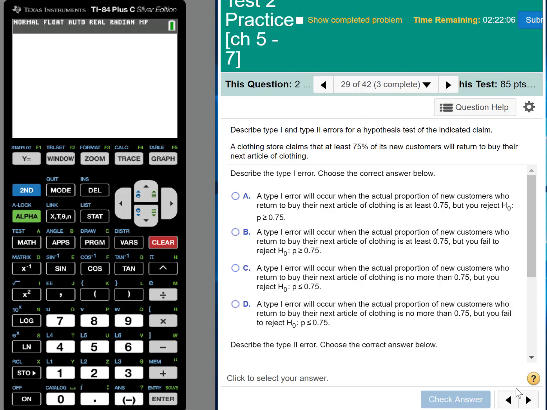So a type 1 error happens when actually the proportion of customers is at least 75% who return to the store to buy a new article of clothing, but you end up rejecting that. And actually it is the first one. A type 1 error will occur when the actual proportion of new customers who return to buy is at least 0.75, but you reject it.